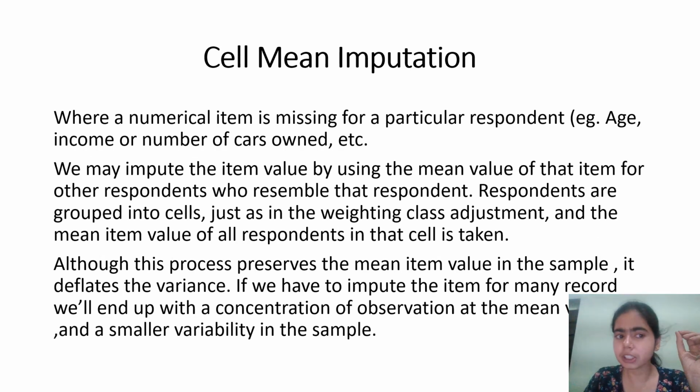Cell mean imputation: where a numerical item is missing for a particular respondent, for example age, income, or number of cars owned, we may impute the item value by using the mean value of that item for other respondents who resemble that respondent. Respondents are grouped into cells just as in the weighting class adjustment, and the mean item value of all respondents in that cell is taken. This comes under cell mean imputation.